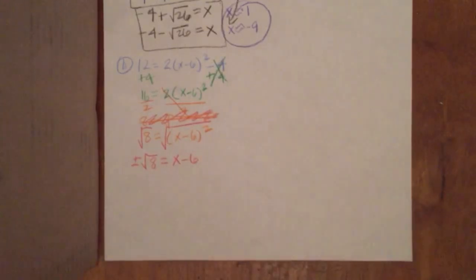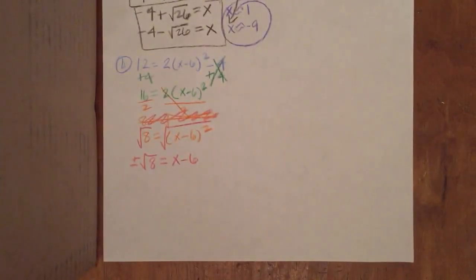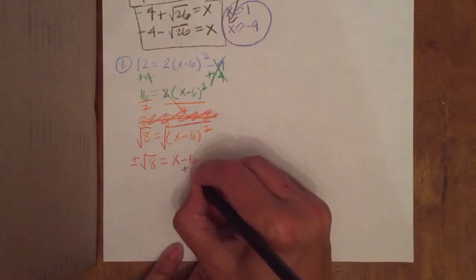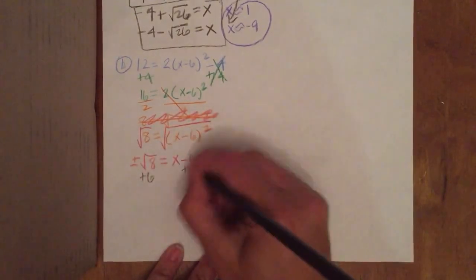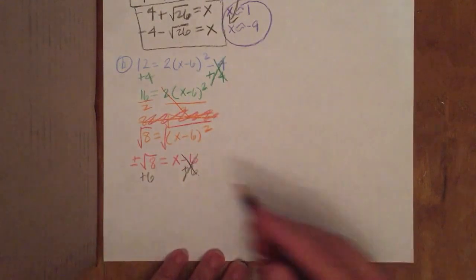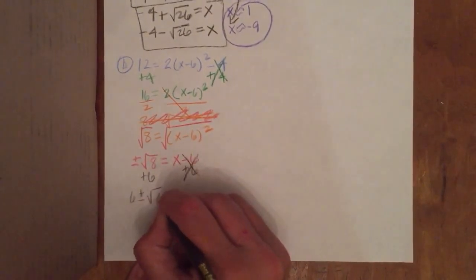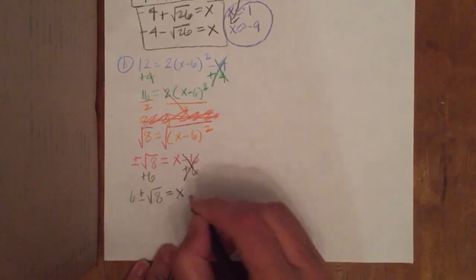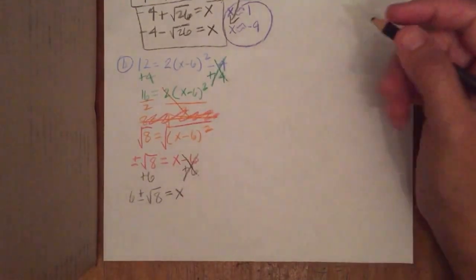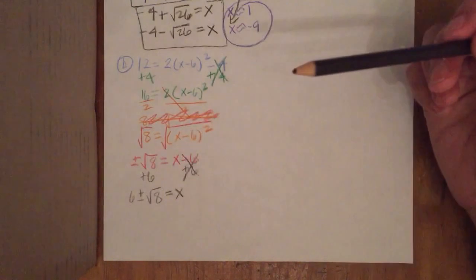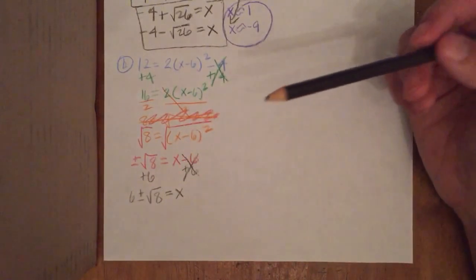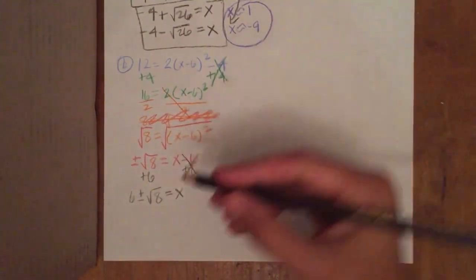Okay. So next, I'm going to move that 6 over. So plus 6, plus 6. Cannot combine the 6 and the 8 because this is under the radical. So it's going to be 6 plus or minus square root of 8 equals x. Square root of 8 is going to be almost 3, not quite 3.